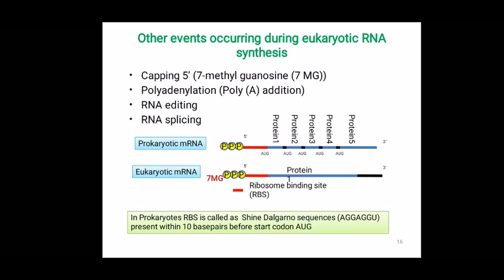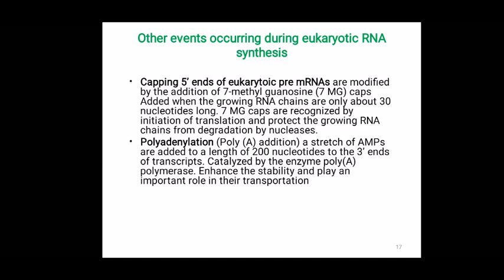Whereas in the case of eukaryotes, the 5' guanosine cap binding is there, and it has a ribosomal binding site, and it has only a single exon coding for a single protein, and it has a stop signal. So capping: the 5' ends of eukaryotic pre-mRNAs are modified by the addition of 7-methyl guanosine, commonly known as 7-mG caps, added when the growing RNA chains are only about 30 nucleotides long.